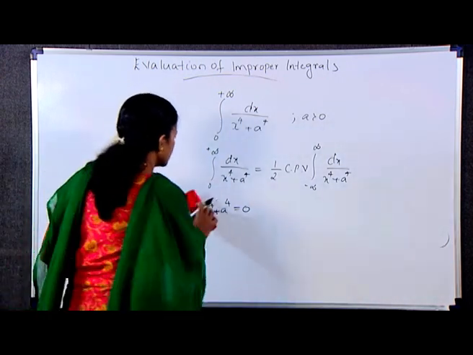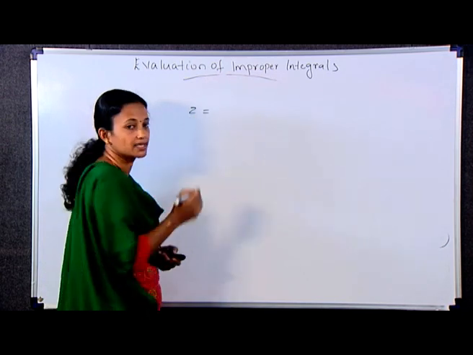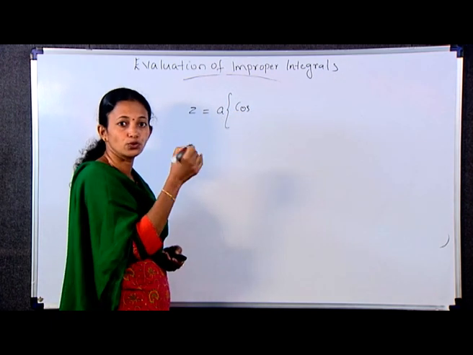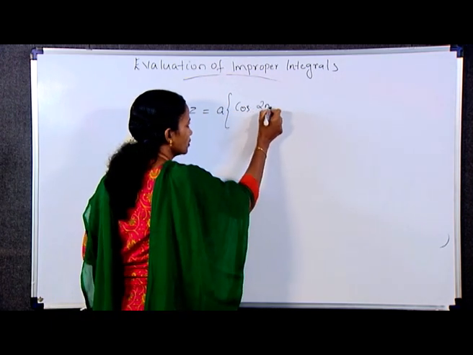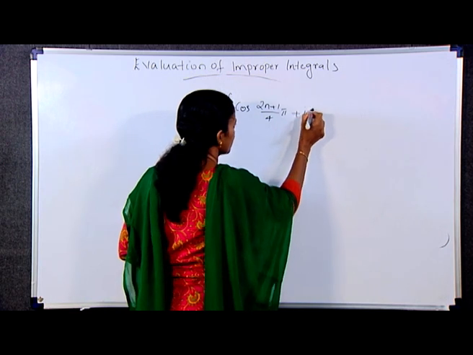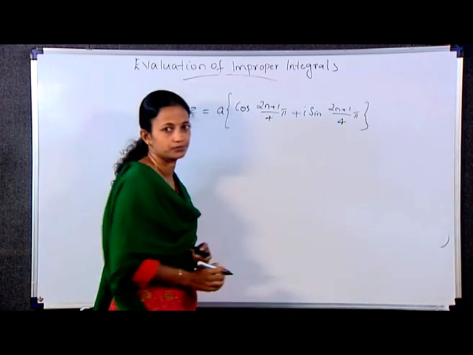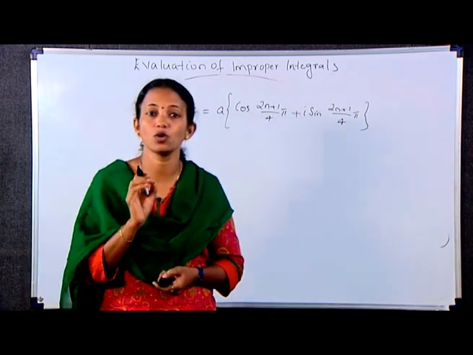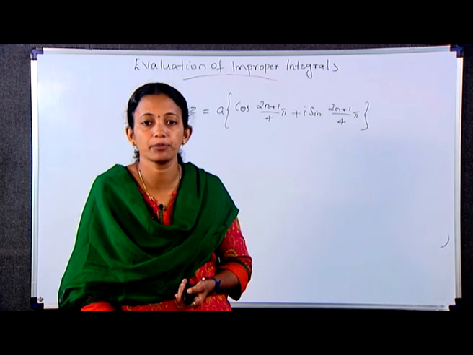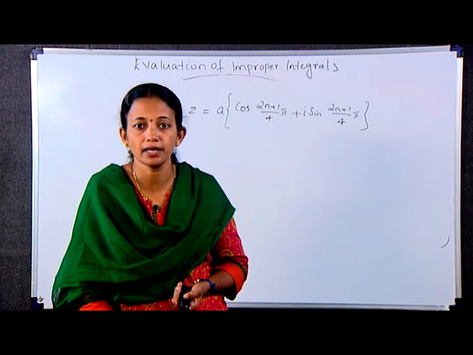That is, we can say z is equal to a into cos (2n plus 1) by 4 pi plus i sin (2n plus 1) by 4 pi, when n is equal to 0, 1, 2, 3. Hence, poles are at a into cos pi by 4 plus i sin pi by 4, which is equal to a into e raised to i pi by 4.